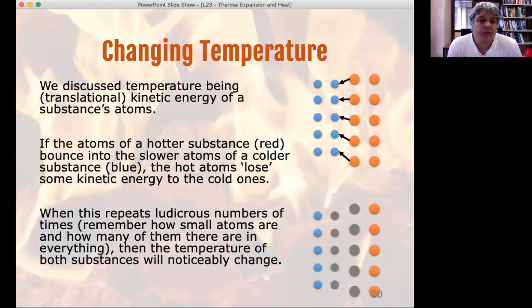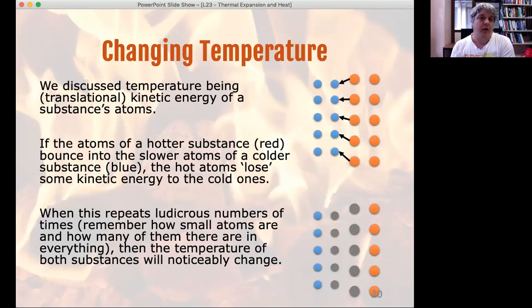When we've got two solids, we've got lines of atoms that are all lined up in their lattice, in their crystal structure. You push it up against another one. Now you've got atoms from this substance bumping into atoms from this substance, and as they bump into each other, the ones with more energy will lose energy to the ones with less energy.